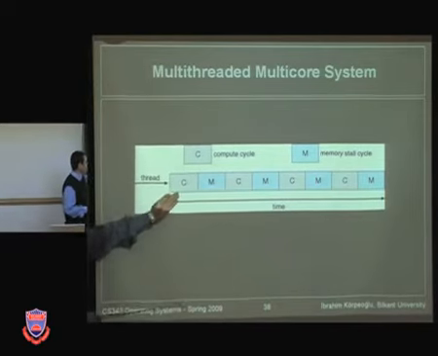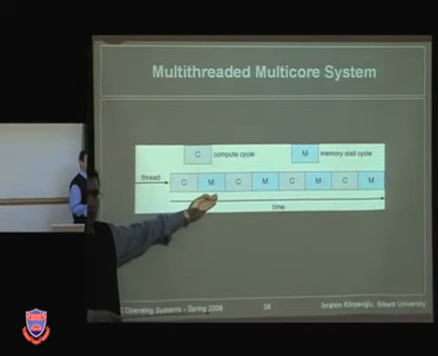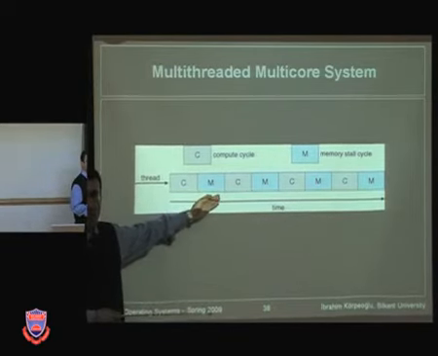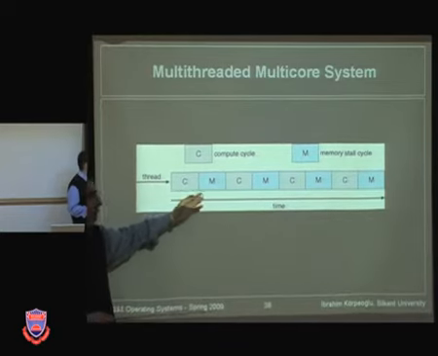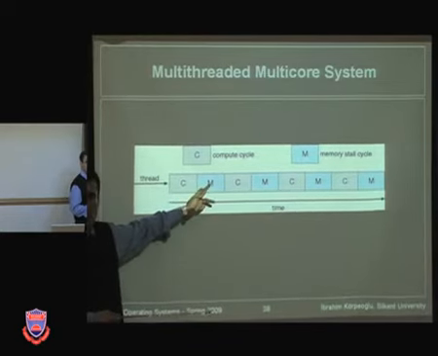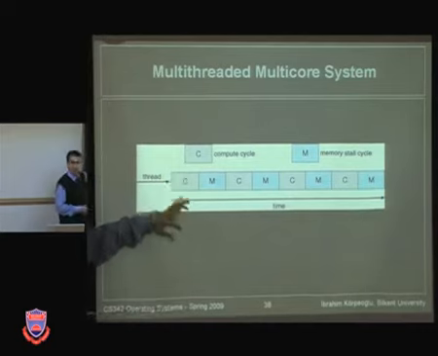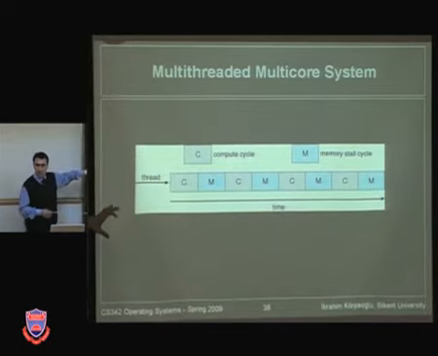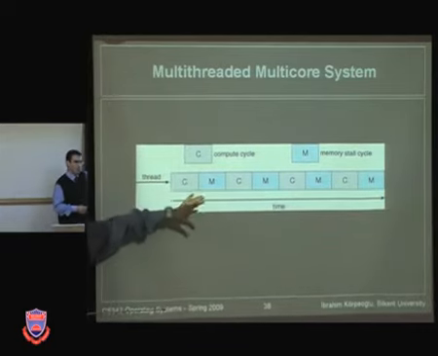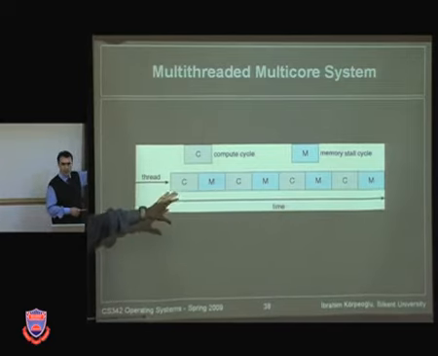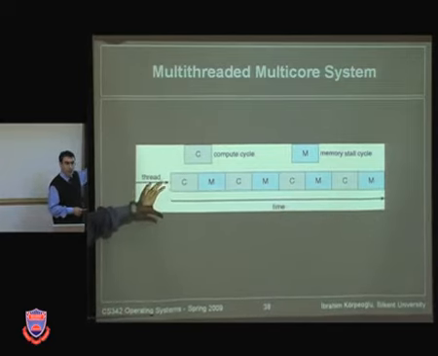Otherwise, while this thread has computed, it has to wait for the operands to be available. During this time, it will not compute, and so on, right? The ALU will not be busy during this time. But with this hyperthreading, okay, hardware threading, now you are utilizing the components in a much better way. And this is done completely by hardware.